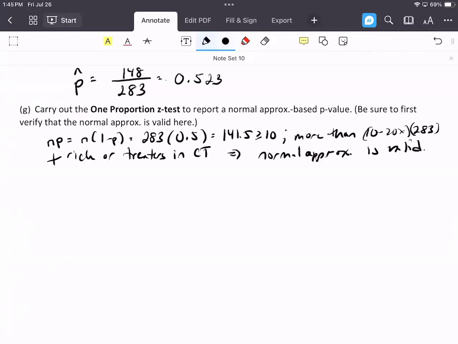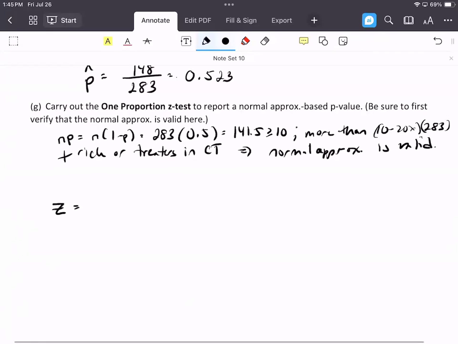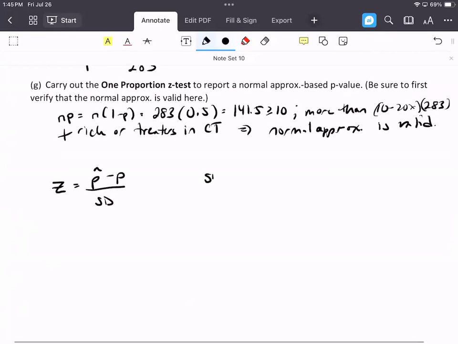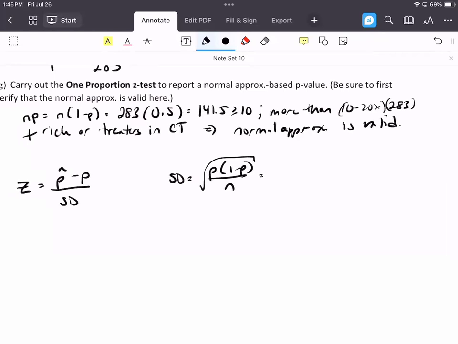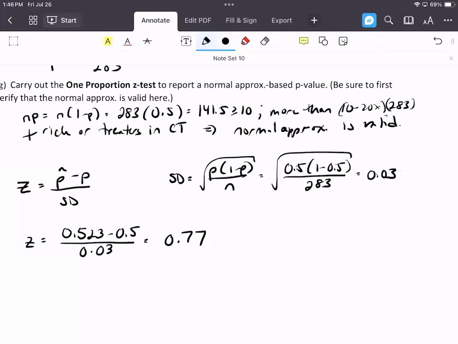So what do we now need to do? Well, we need to find that z-score. Remember, that's going to be p hat minus p over that standard deviation. Personally, what I would do is calculate the standard deviation separately. And remember, that's p times 1 minus p all over n, and we take the square root. So please take a moment and calculate your way to get your z value and come back and check your answer. And there we go.